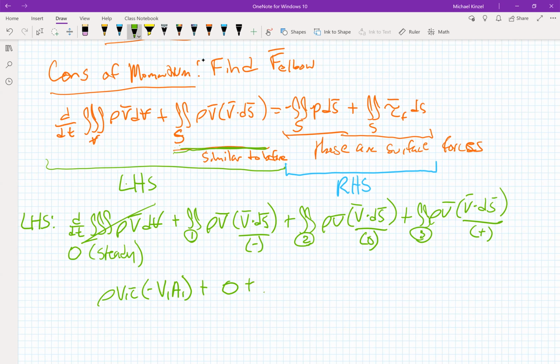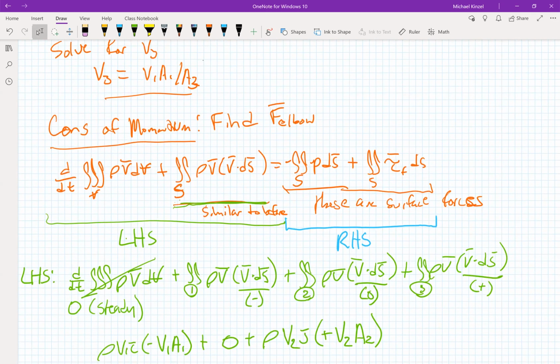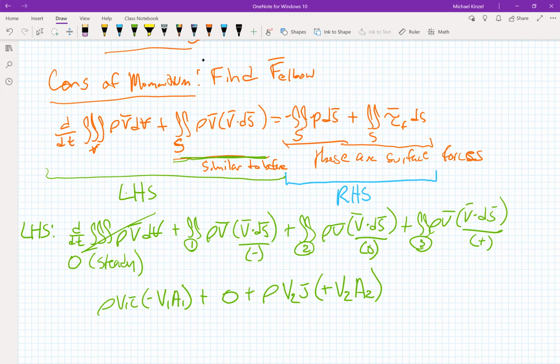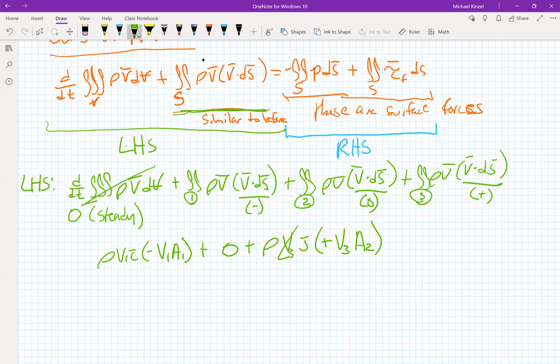Then we have this third term, which is rho V2 in the j direction. So we have a positive V2 A2. But before, recall, sorry, this is not V2, this is V3. V3 was the value at the outlet. So we'd already defined V3 in terms of V1. This was V2. This is V1 A1 on A3, and that is V1 A1 on A3.